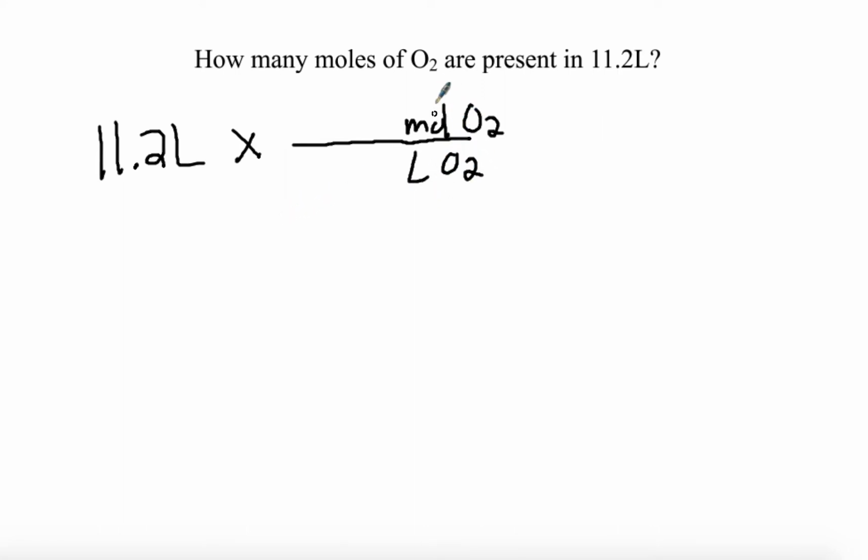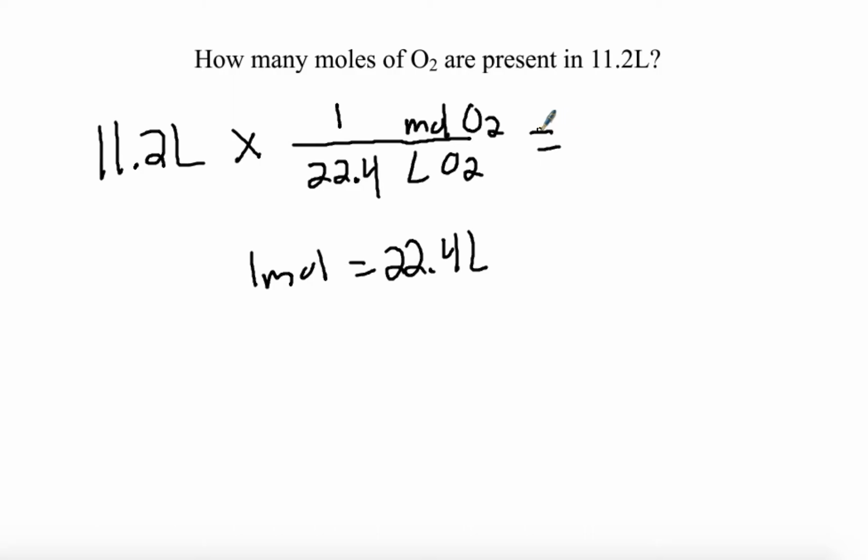Now we need to fill this in with what we know about liters and moles. Well, we know that 1 mole is equal to 22.4 liters. Doesn't matter what kind of gas. That's Avogadro's law there. Any gases are going to be subject to this molar volume as long as the conditions are at STP, and we're always going to assume for right now that they're at STP. So 1 mole of gas contains 22.4 liters. We get 11.2 times 1 divided by 22.4, and basically that's going to be half a mole of oxygen. Nice and easy.